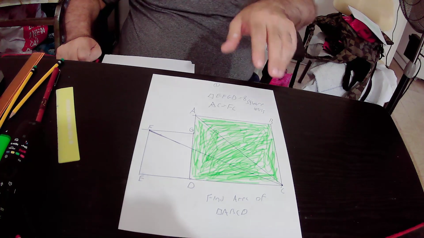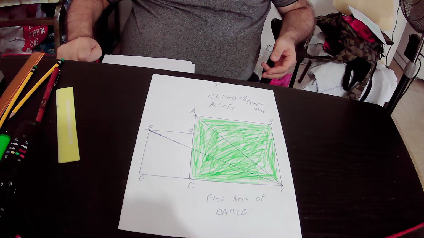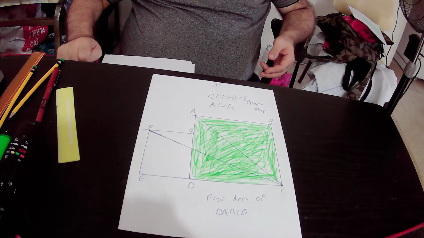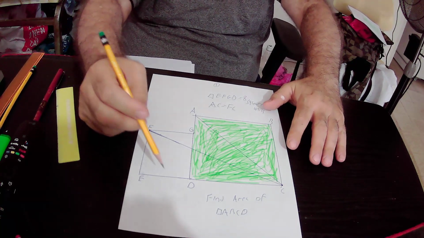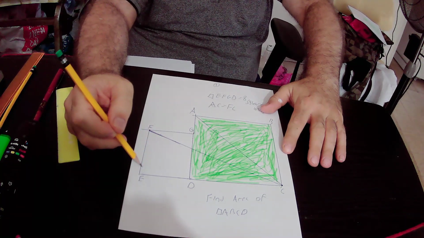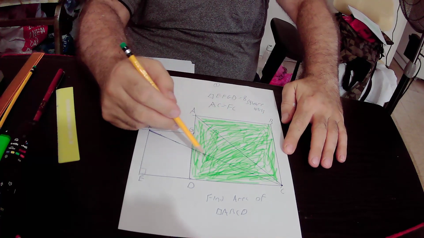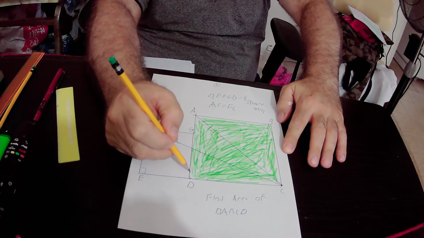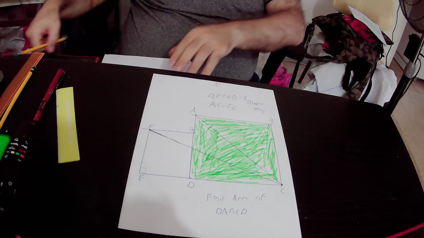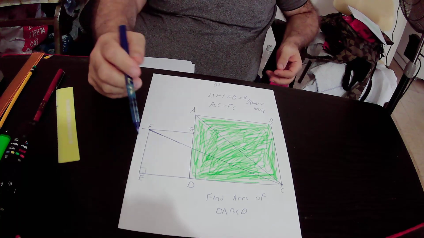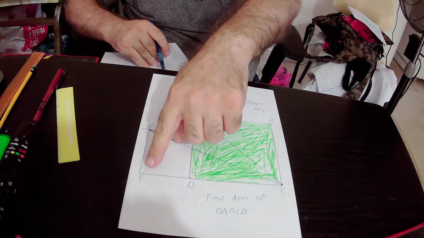Okay, so first of all, we know that in any square all its angles are equal to 90 degrees. So in square FGED, this is a right angle, and in square ABCD, the green square, this angle is a right angle. So actually triangle FEC is a right triangle because one of its angles, this angle, is a right angle.